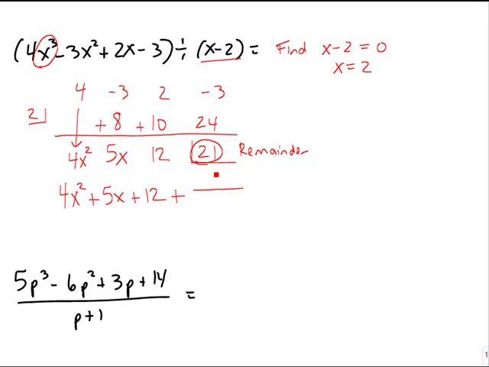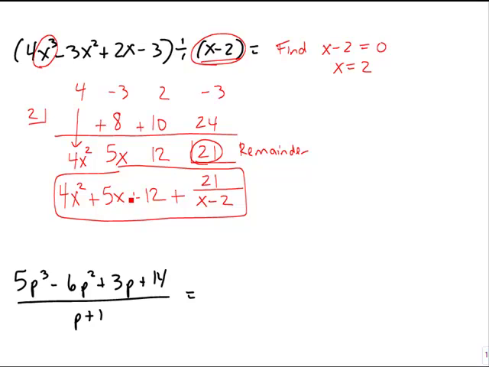The number that we ended up with right here is the numerator of that remainder fraction, and the denominator is the linear binomial that we were dividing by originally. So this would be 21 over x minus 2. So we have our quadratic quotient right here plus our remainder. Okay, so let's try this again.